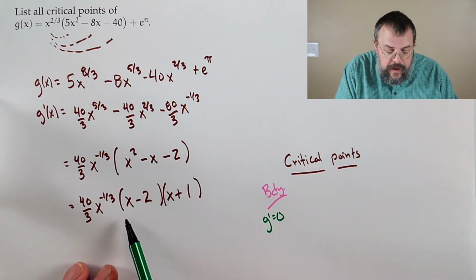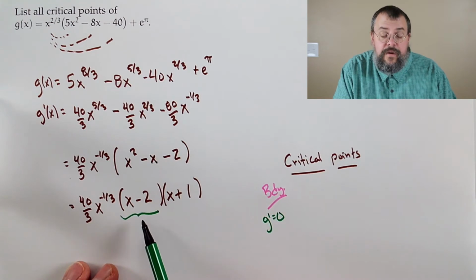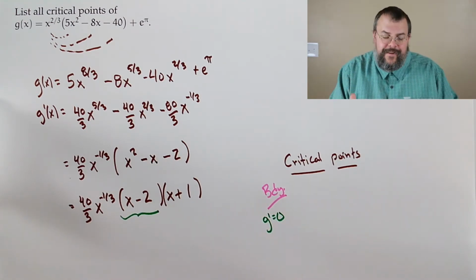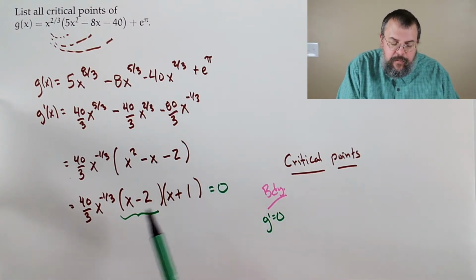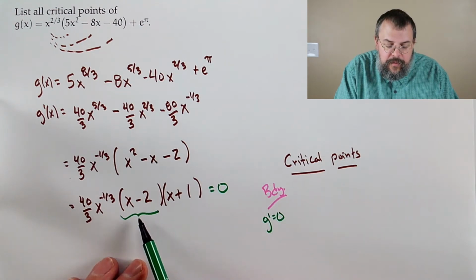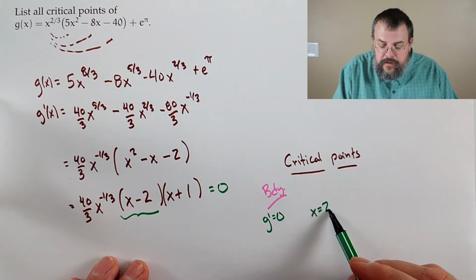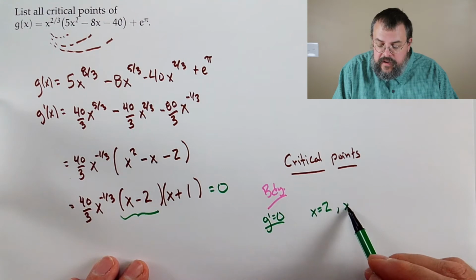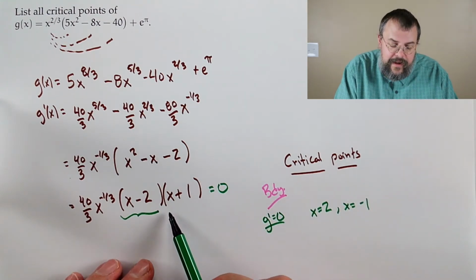Well, now you think about your pieces. Well, when does x minus 2 equal 0? See, this is why we like it factored like this. Because when I set this equal to 0, that says something has to be 0. So, okay, well, that could be when x minus 2 equals 0, which is at x equals 2, or when x plus 1 equals 0, which is at x equals negative 1. All right, now that's certainly true.